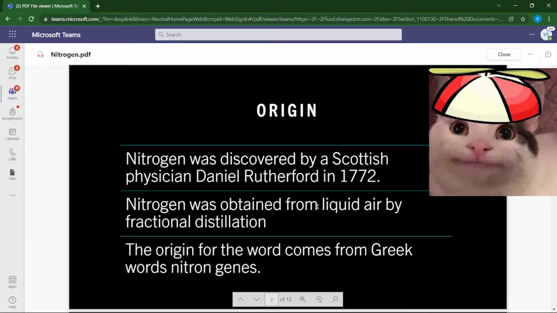For the origin, I said nitrogen was discovered by Scottish physician Daniel Rutherford in 1772. Nitrogen was obtained from liquid air by fractional distillation. Now, what that actually is, it's the separation of a mixture into its component parts, especially if it's like a chemical component. And the origin for the word comes from Greek words.